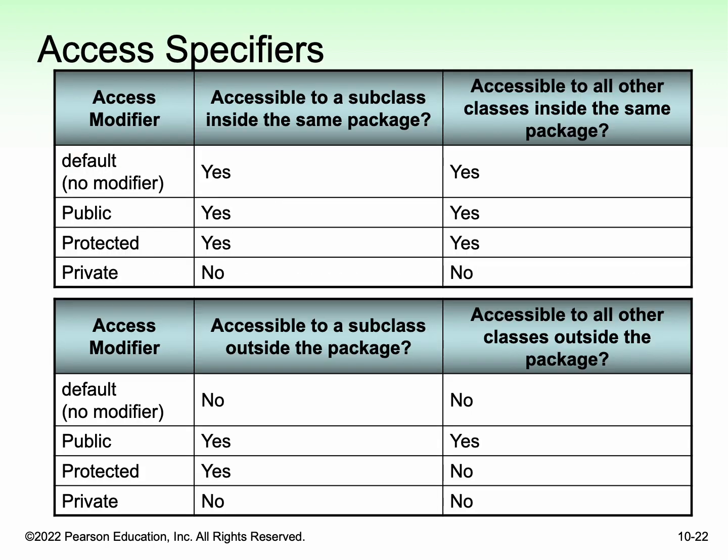Now, here is a little table that might help you understand the differences between public, protected, and private. You can pause to read this. And this is where we are going to stop our first part of chapter 10, talking about inheritance.